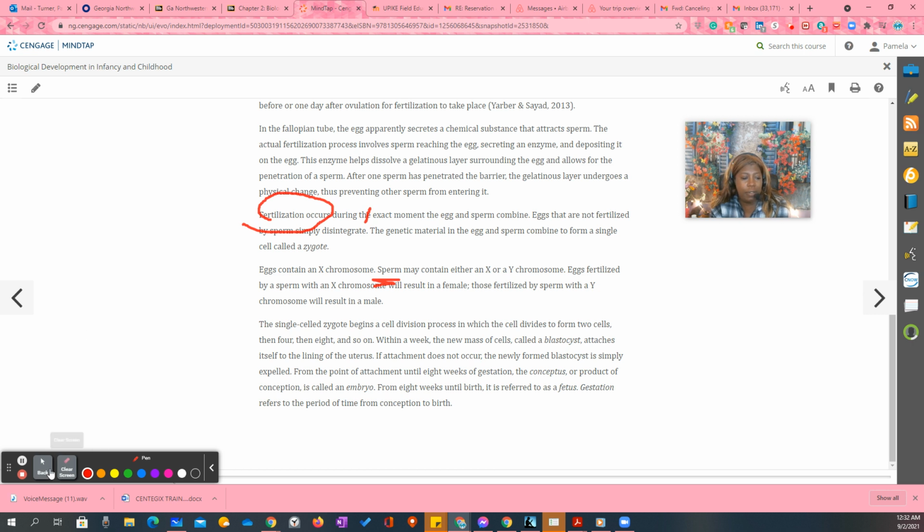Okay, I'm trying to find my eraser here. There we go. So each egg contains an X, and the sperm becomes either an X or a Y. So if the egg is fertilized with a sperm carrying an X, it's a female. Those with the Y would be a male.